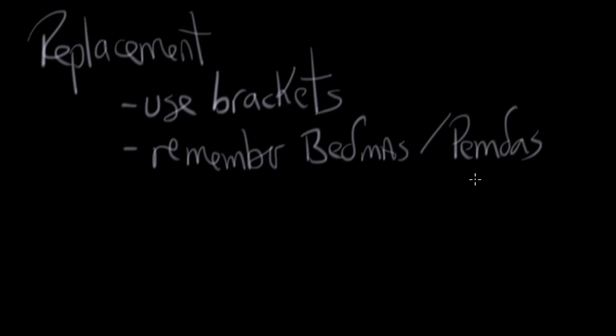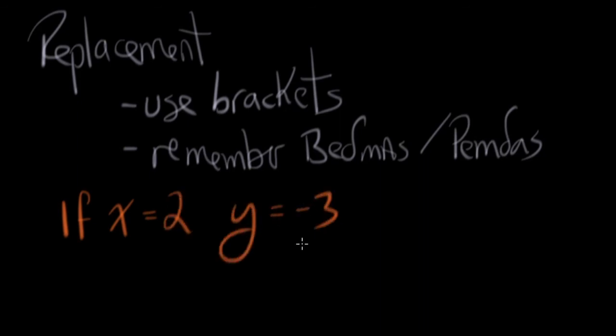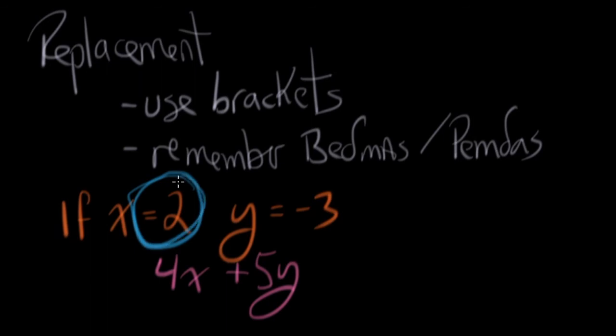And yeah, I'm going to show you some tricky stuff that usually catches kids. So I'm going to say this. If x is 2 and y is negative 3, what would be the following? If I had to simplify the following, let's say I had 4x plus 5y. Okay, so I'm going to replace things. I'm going to take this value of 2, I'm going to put it where the x is. I'm going to take this value of negative 3, I'm going to put it where the y is.